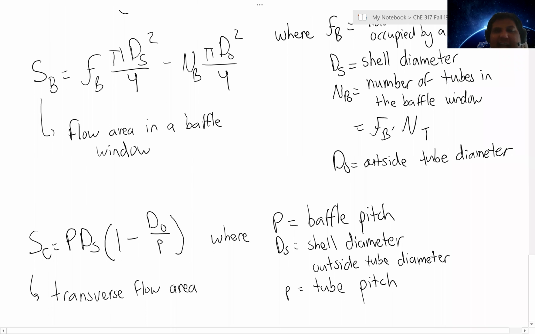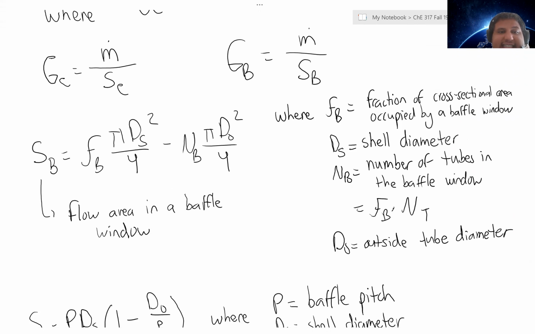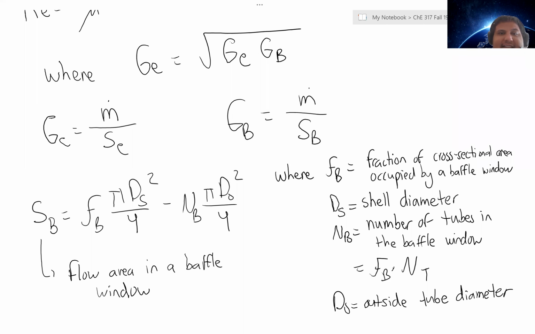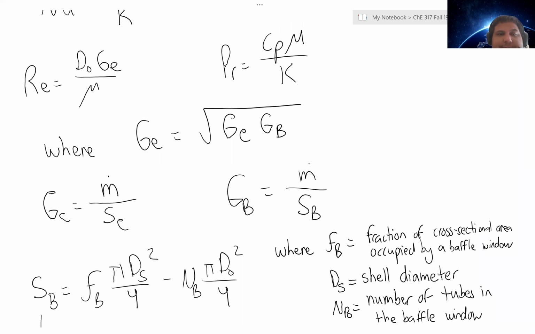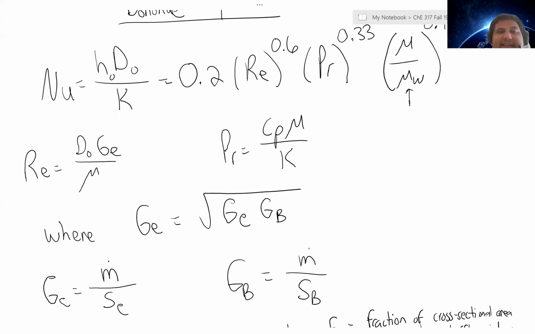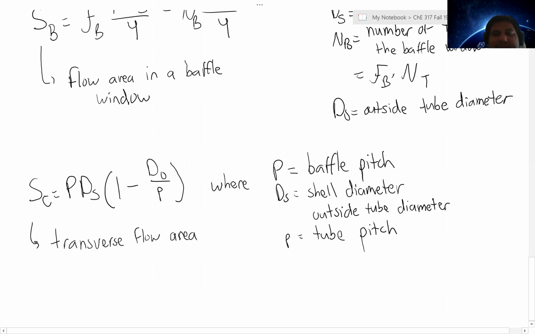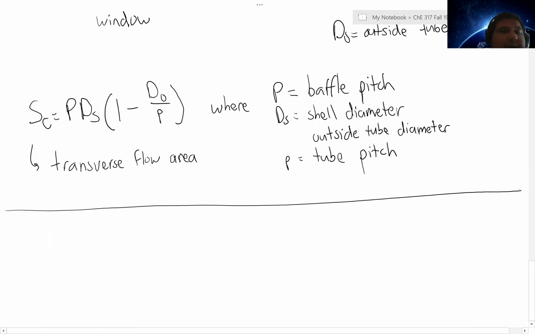And so if we're looking at calculating the shell side heat transfer coefficient for a shell and tube heat exchanger, you would have to identify these two flow areas, calculate the mass velocities G sub C and G sub B, find the effective mass velocity, and with that you can then calculate your effective Reynolds number. With the Prandtl number you can then calculate Nusselt, and then with Nusselt you can find your outside or shell side heat transfer coefficient. And if you were looking at finding an overall heat transfer coefficient, you would then have to calculate the Reynolds number and Prandtl number for the tube side flow, find its Nusselt number using the Colburn equation, then find the inside heat transfer coefficient, and then finally with the inside and outside heat transfer coefficients, you could then find the overall heat transfer coefficient for the shell and tube exchanger.